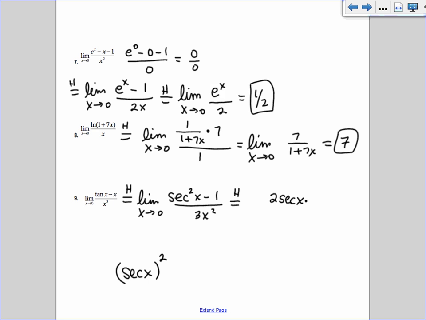Derivative of secant x is secant x tangent x. And the minus 1 goes away, right? Derivative of minus 1 is 0. All over 6x.